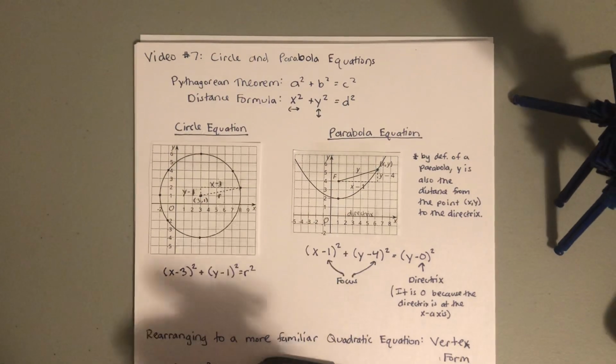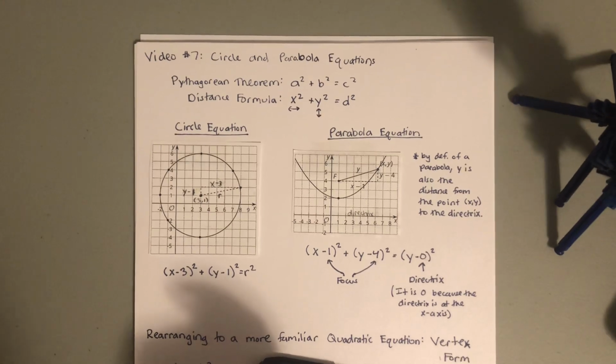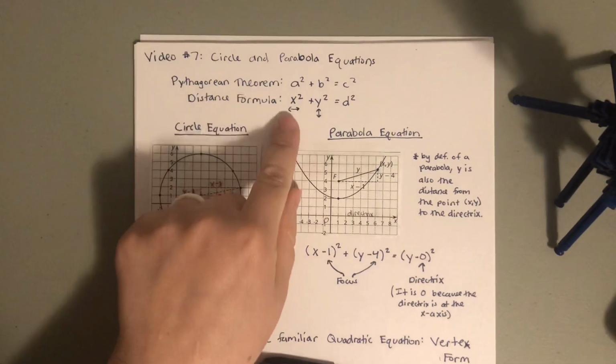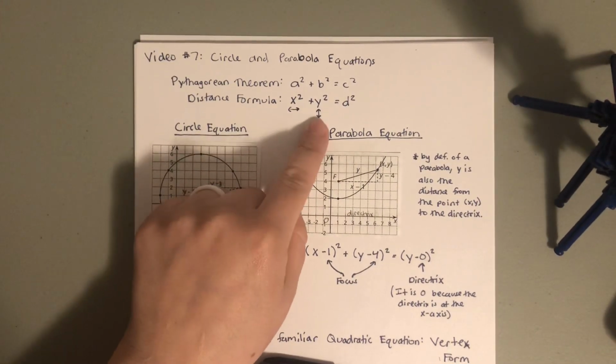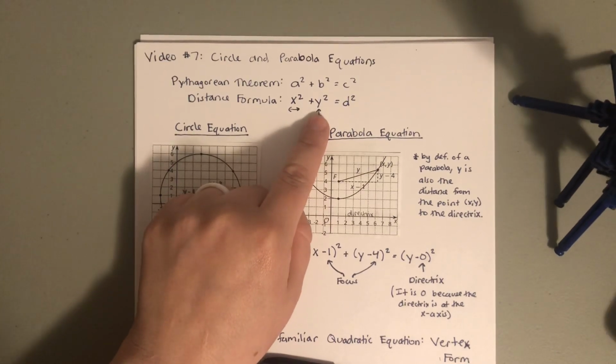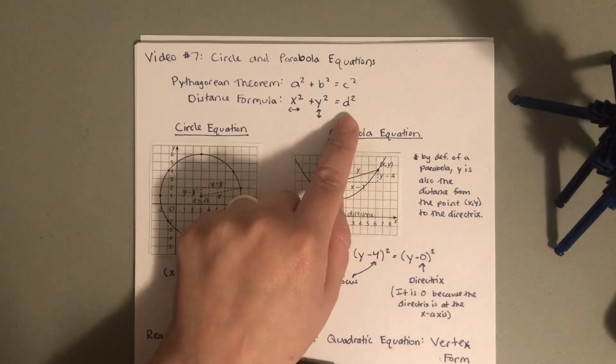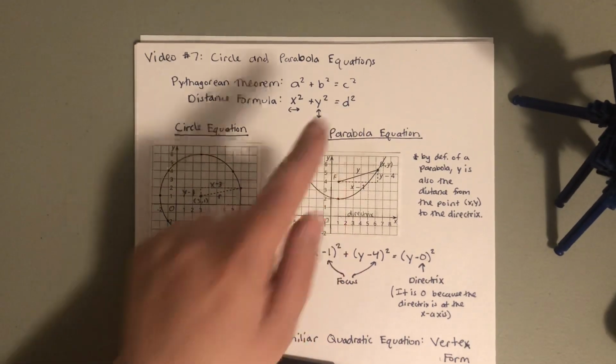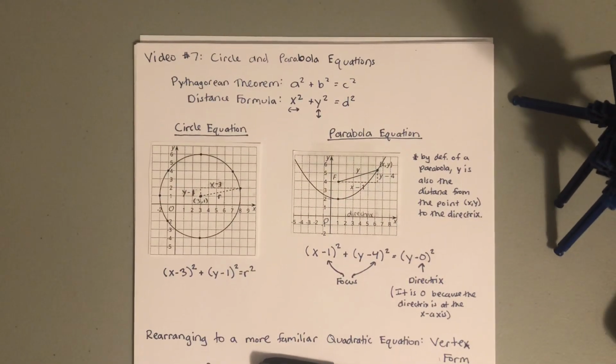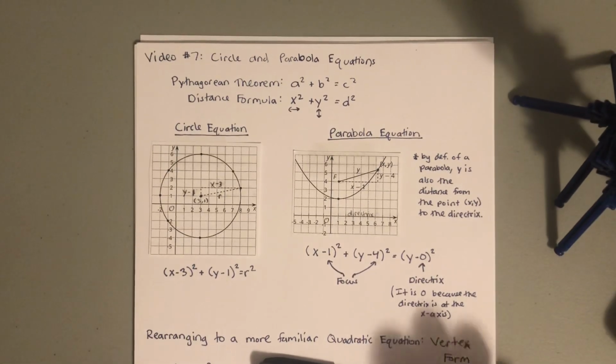Now the distance formula is really the exact same thing as the Pythagorean theorem, where this is like the distance going left and right. This is the distance going up and down that you would take to get from one point to another. And then that gives you the diagonal distance between those two points. So let's look at how those things play into the equation of a circle.